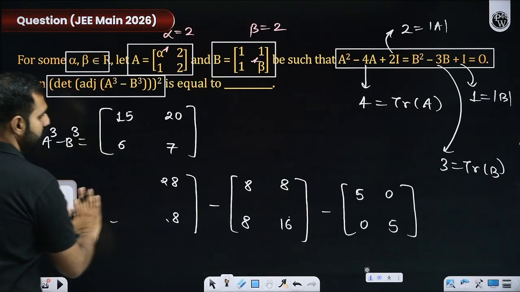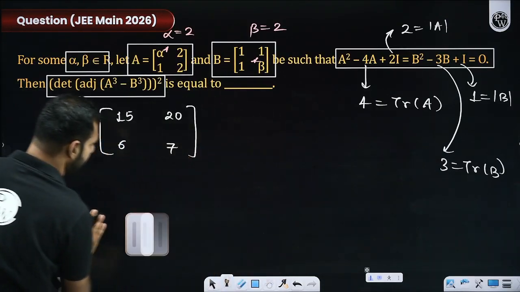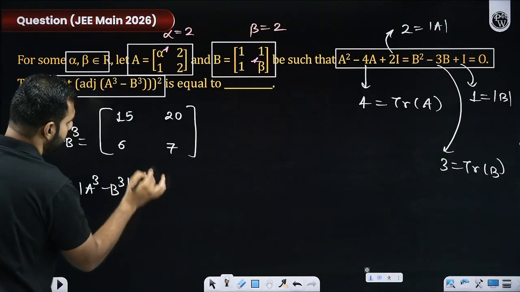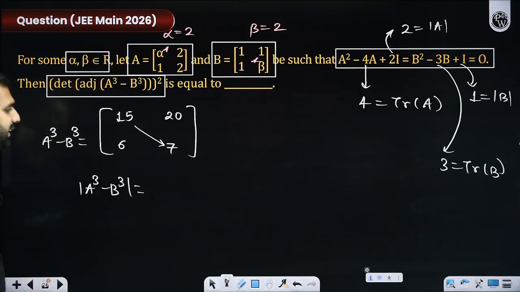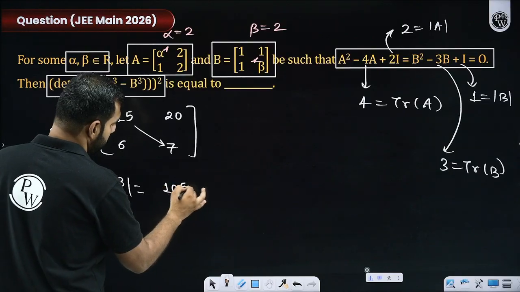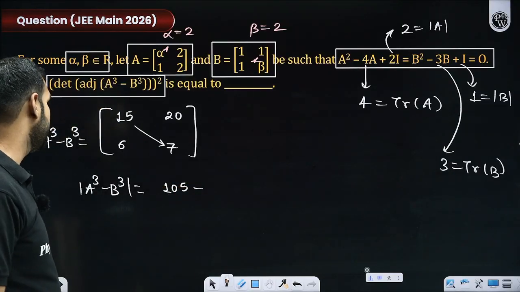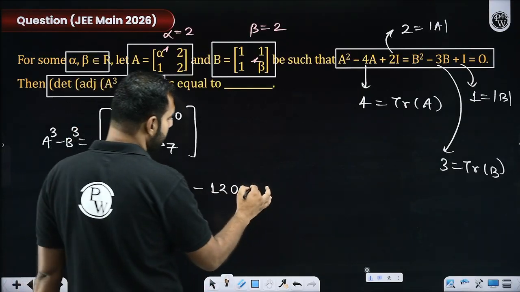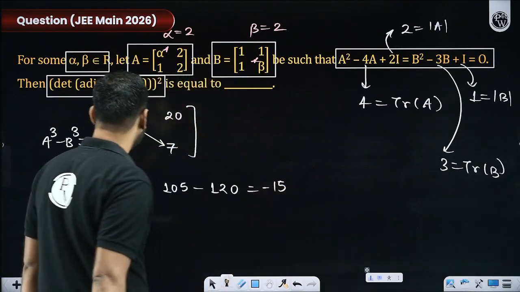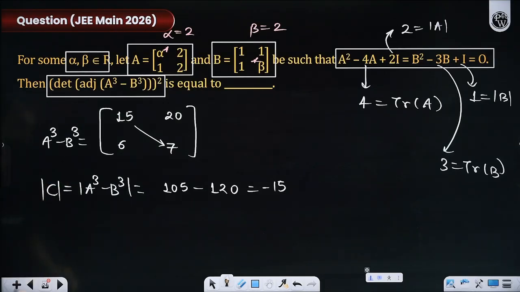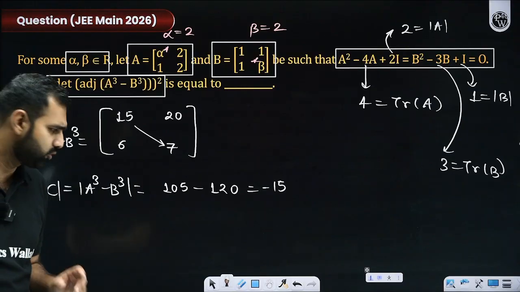Yes. Now, sir, can you help us in finding the determinant of it? So the determinant of a cube minus b cube, what would that be? 15 into 7, yes or no? That I think is 105. Yes, it's 105. So it is 105 minus 20 into 6. That I think is 120. Correct me if I'm wrong. So that leaves you with a minus 15. So the determinant of this we have got. Let me call a cube minus b cube as C for a while, just to make you understand this.